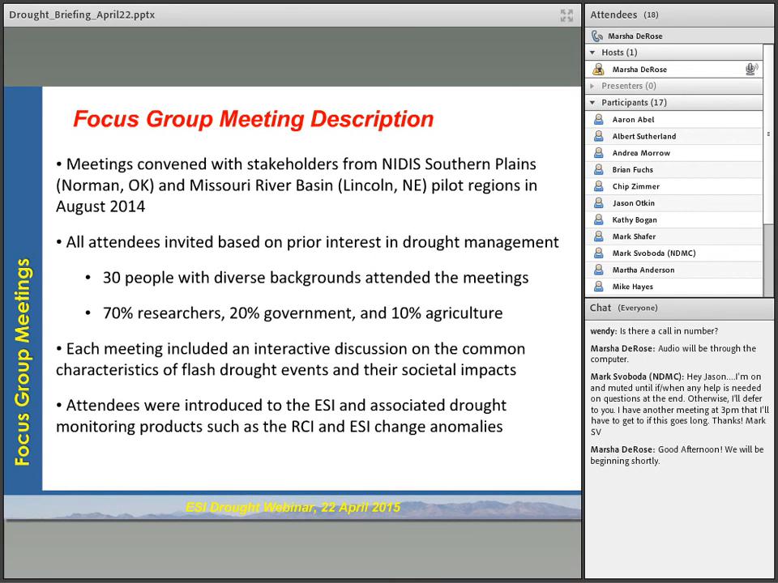Each meeting included an interactive discussion of flash drought events and the societal impacts, and several presentations were used to introduce the attendees to the ESI and associated drought monitoring tools such as the Rapid Change Index and ESI change anomalies. Next slide, please.